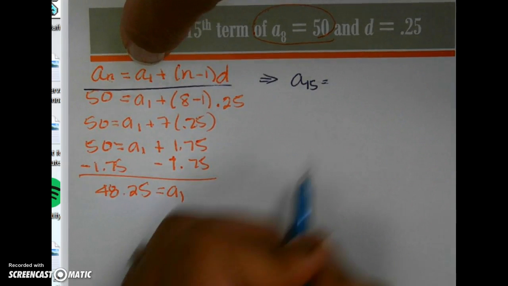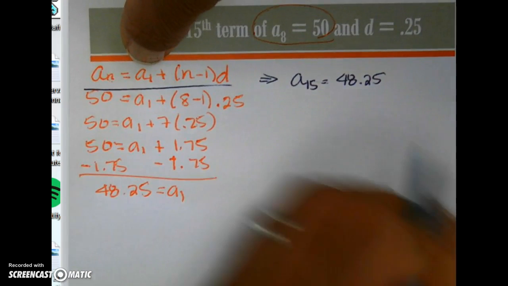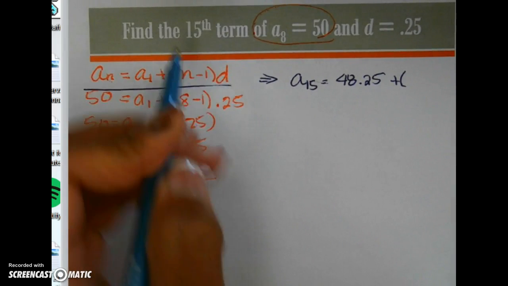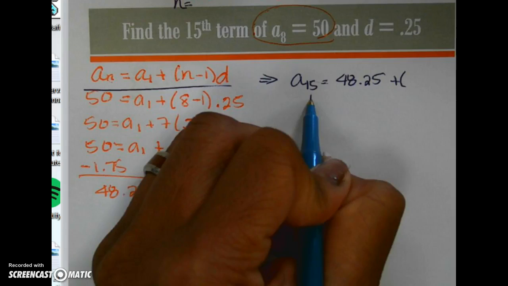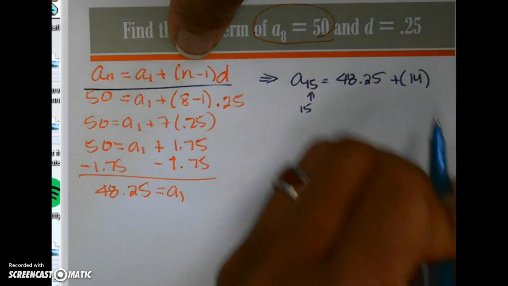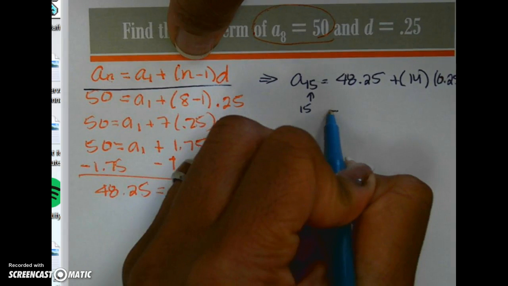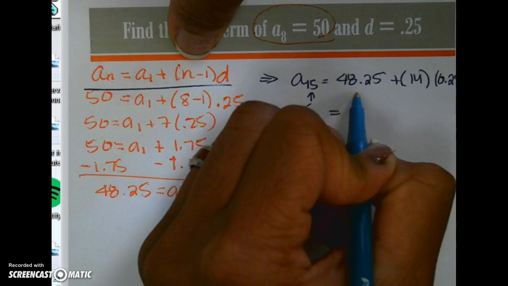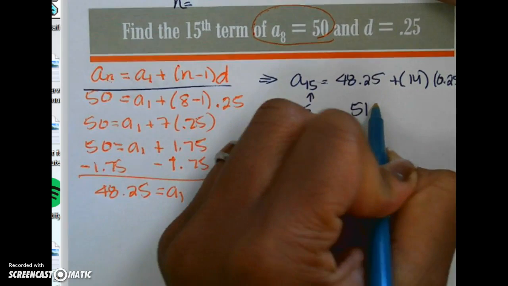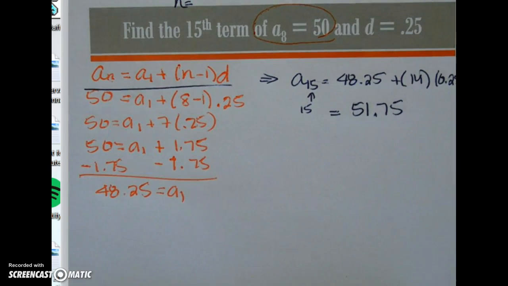So I'm going to go back to this equation. I know the first term is 48.25 plus n minus 1. Well, I'm looking for the 15th term. So now n equals 15. This is your n. So what's 15 minus 1? 14 times d, which is 0.25. Then you can use your handy dandy calculator, and you will get, when you add all this together, 51.75. So the 15th term is 51.75.